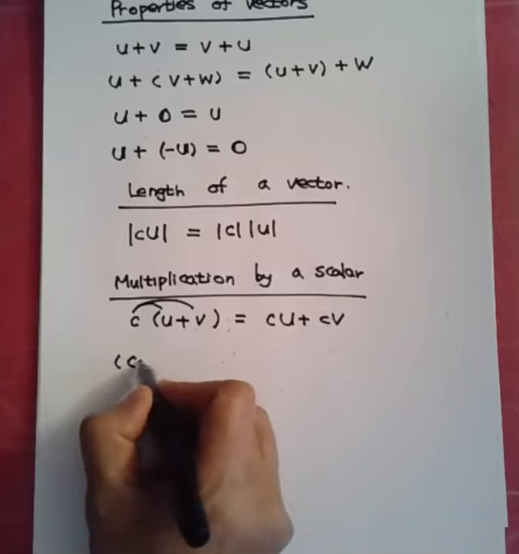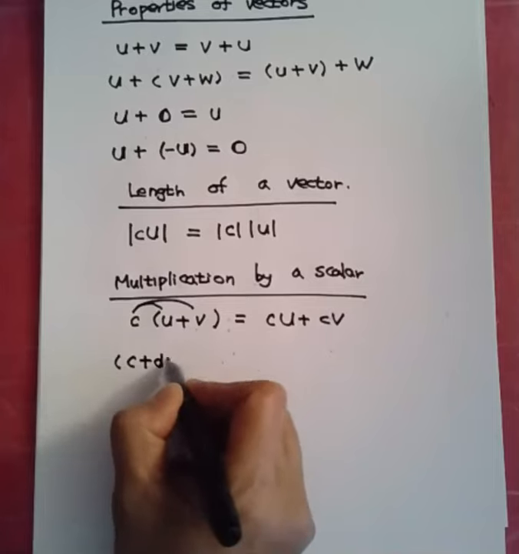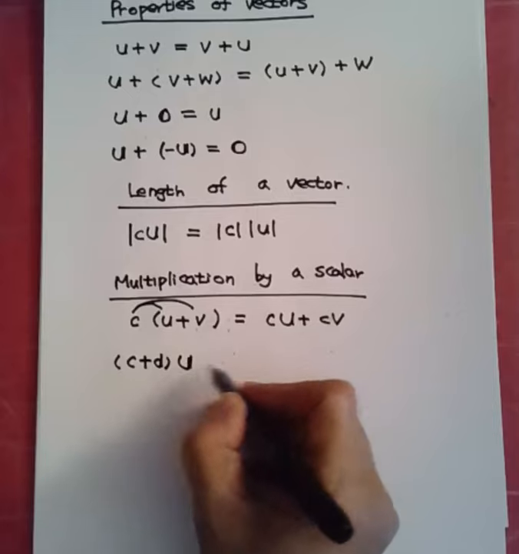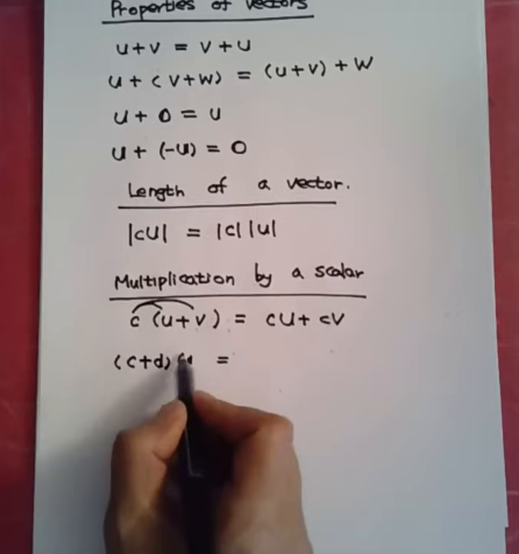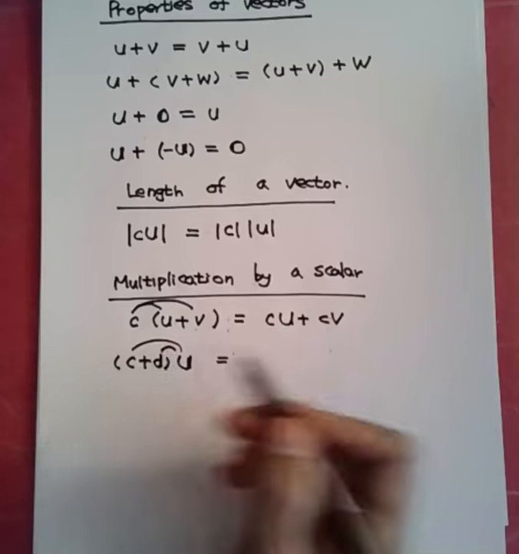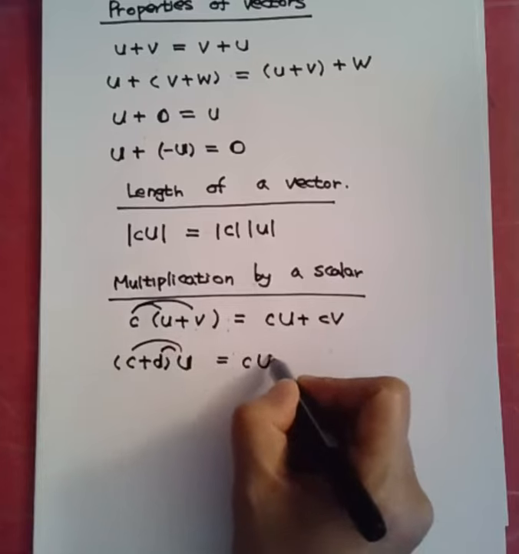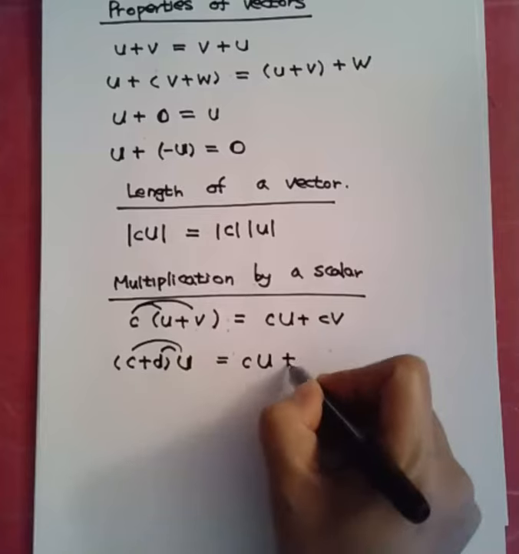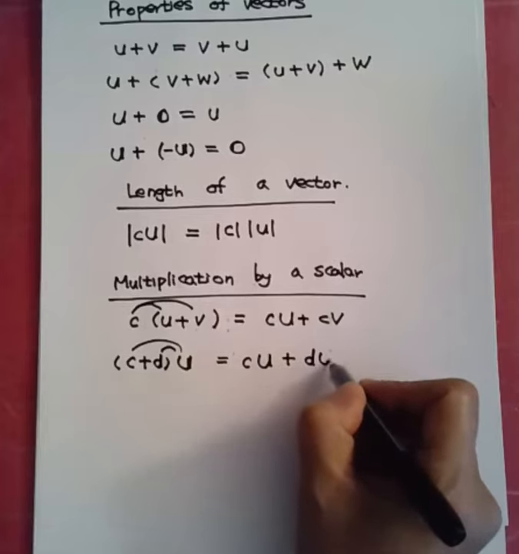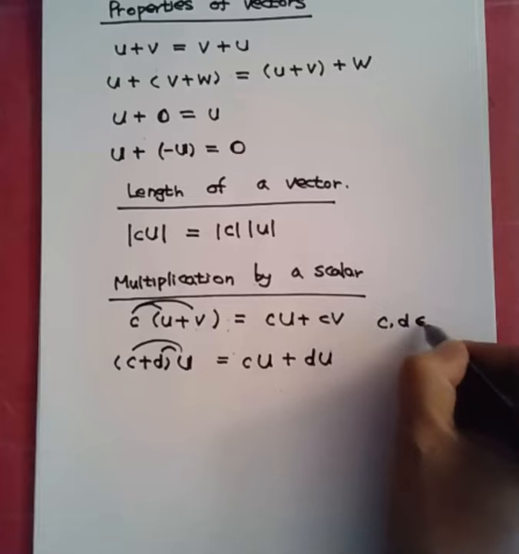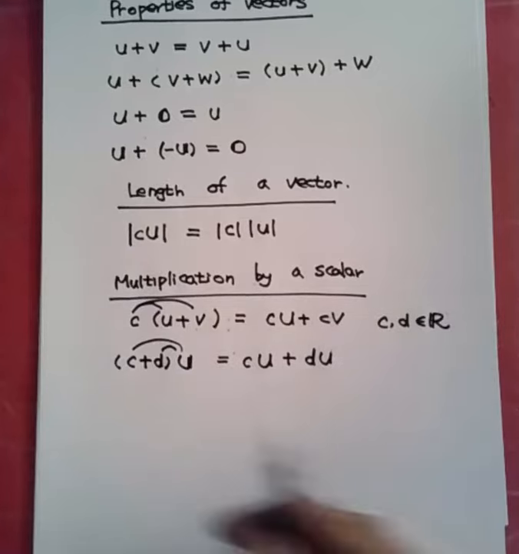We have two scalars, c and d, and we have a vector u here. Then again, we can do distribution with a vector. Then it becomes c times u plus d times u. Here c and d are scalars, so real numbers.